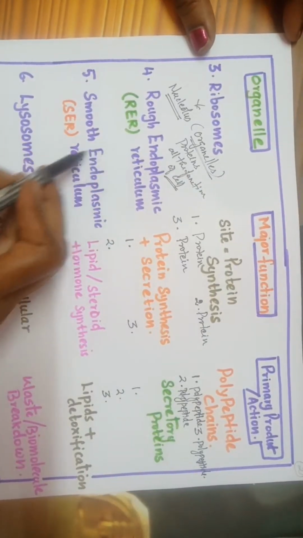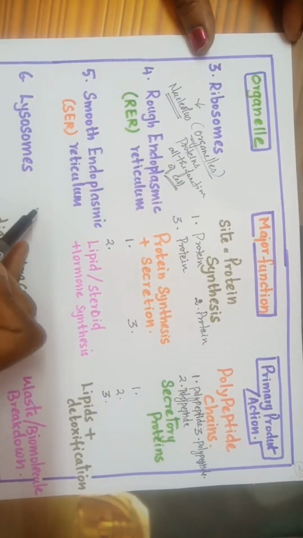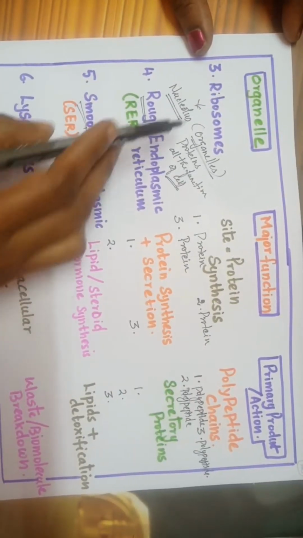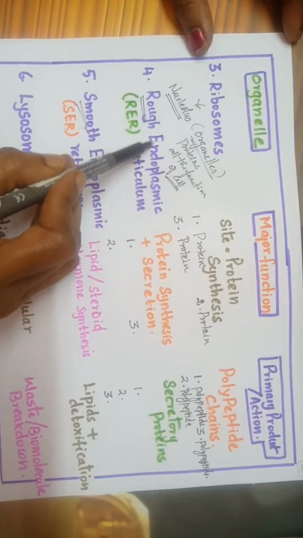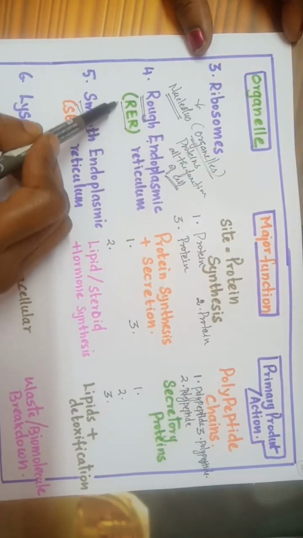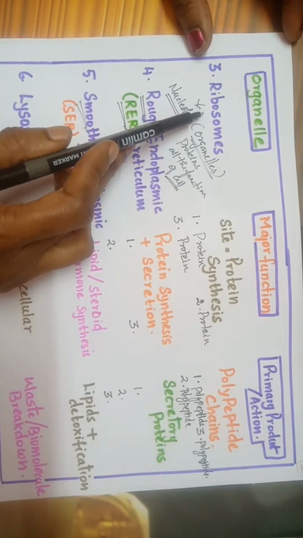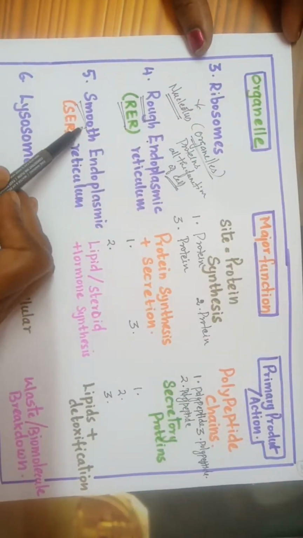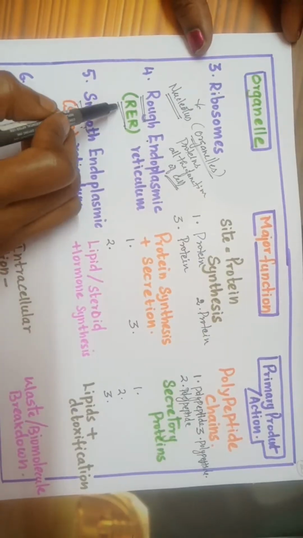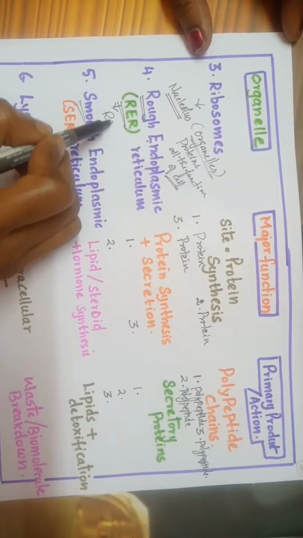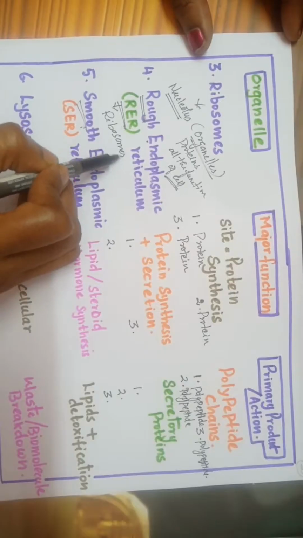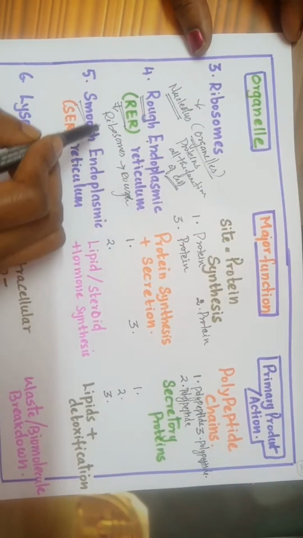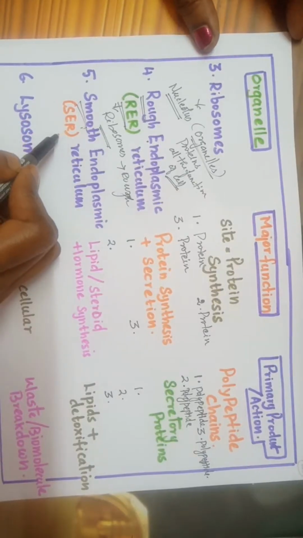Next is the rough endoplasmic reticulum and smooth endoplasmic reticulum. Why do they give the name rough and here smooth? Because ribosomes attached to endoplasmic reticulum are called rough endoplasmic reticulum. If there is an absence of ribosomes, it is a smooth endoplasmic reticulum. So remember, R stands for ribosomes, which means rough. If there are no ribosomes, it means smooth.